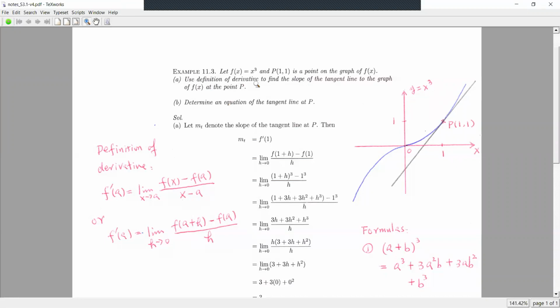The definition of derivative means these two formulas. These two formulas say that a derivative is a limit. The book calls these two formulas the definition of derivative. Part B, after we find the slope of this tangent line, then determine an equation of the tangent line at the point P.